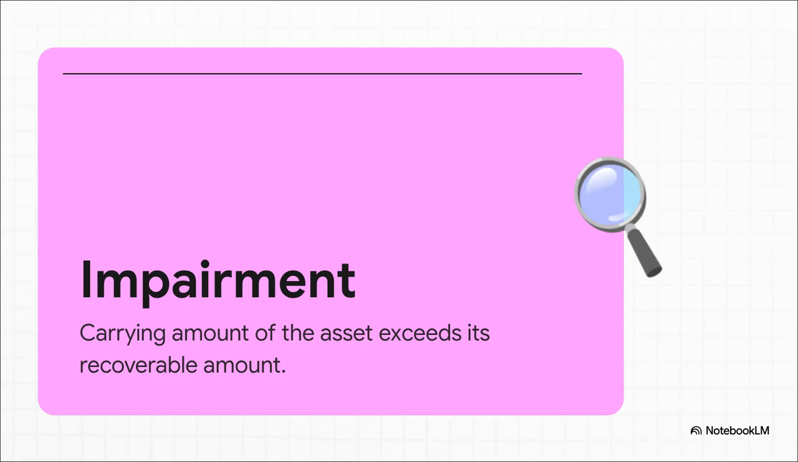Impairment basically means your asset's carrying amount, what's sitting there on your balance sheet, exceeds its recoverable amount. And that recoverable amount is just the remaining money you actually expect to get from the customer minus whatever costs you still have to pay to deliver the goods or services.